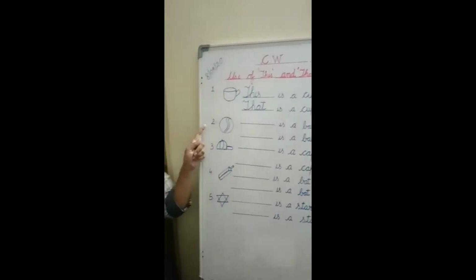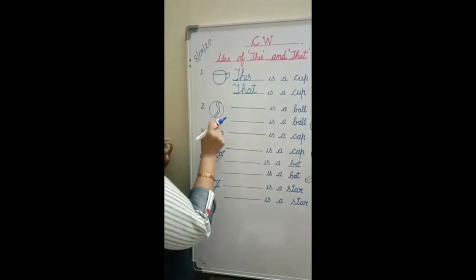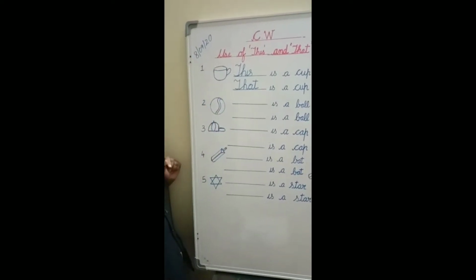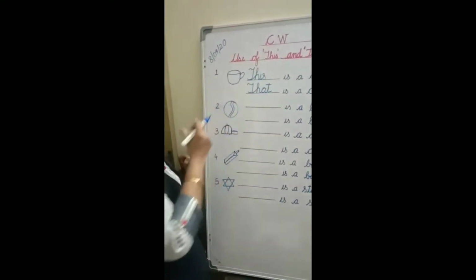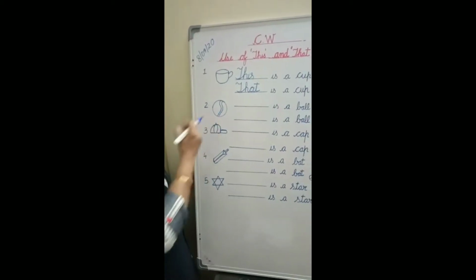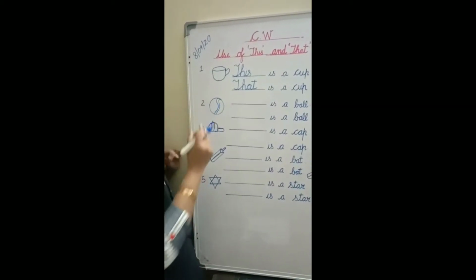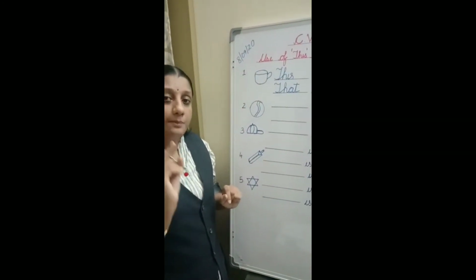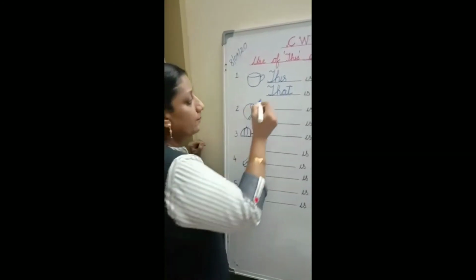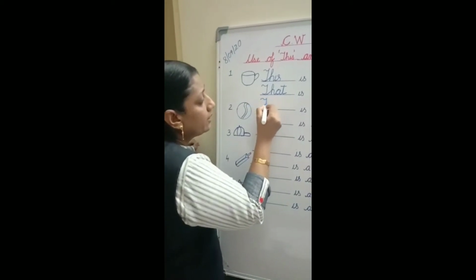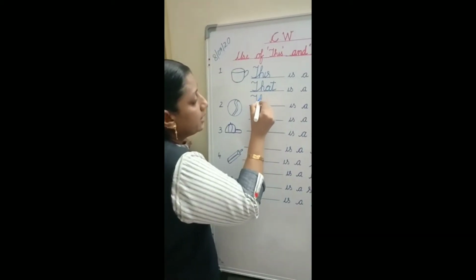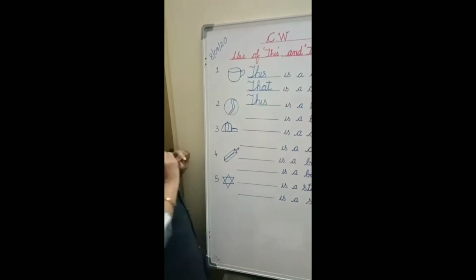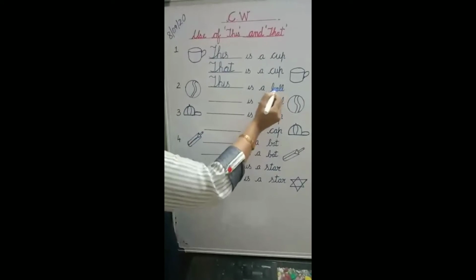Again look at the second example. Here it is a ball. Okay? The ball is very close to ma'am. The ball is very near to ma'am. So when the object is very close to us, what are we supposed to write there? We are supposed to write this. So we are going to write here this. This is a ball.